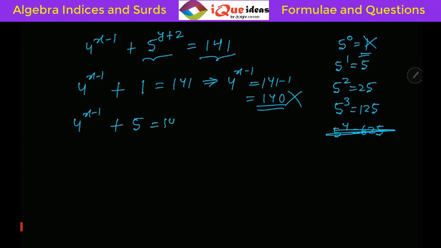If that is 141, then what will happen? From here you can see that 4 raised to x minus 1 is 141 minus 5, that is 136. Even 136 is also not a power of 4. So this 5 is also not correct.